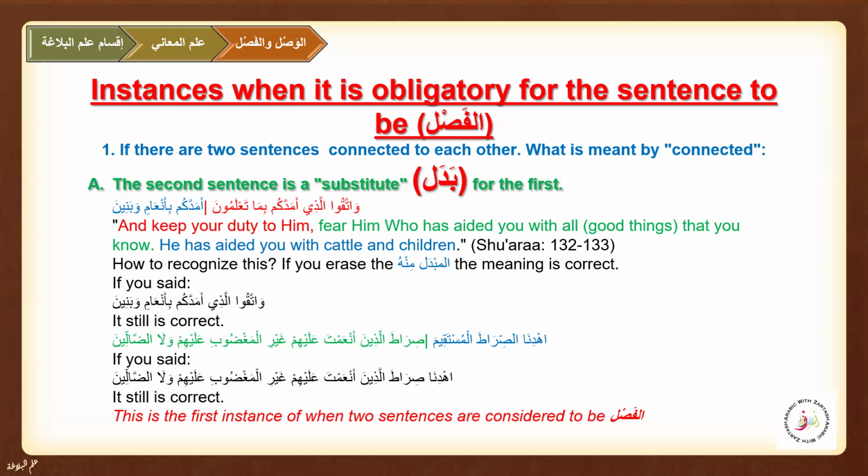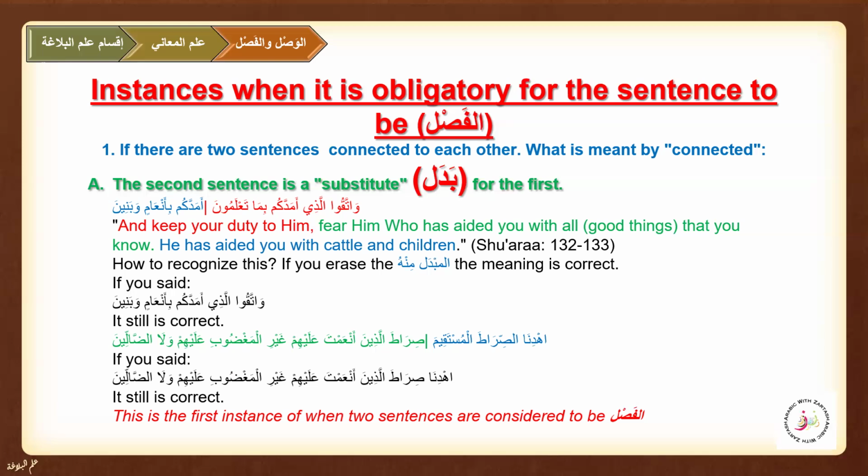Just like that, Ja'a Rajulun Karimun. Karimun is the sifa of Rajul, so we know that it is the same thing, and we do not need to put a wow in between. You don't put a wow when there is a close link. If you put a wow, that means there are two different things. Rajulun wa Kareemun means there are two people or two entities that we are talking about.